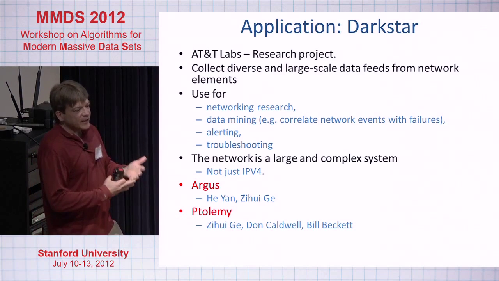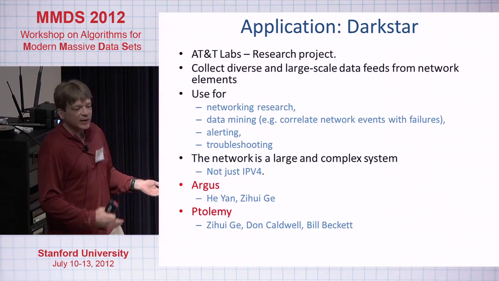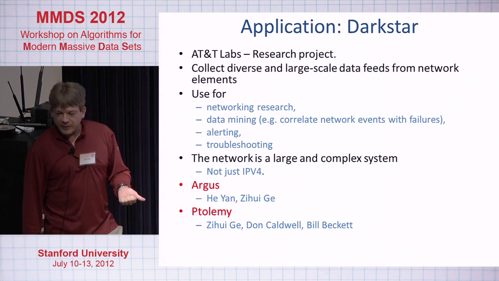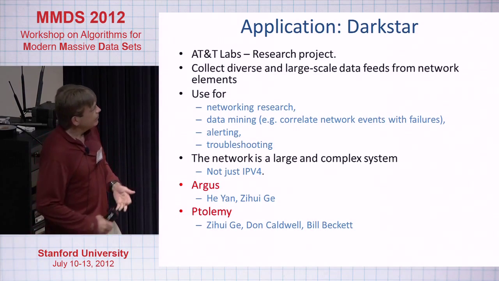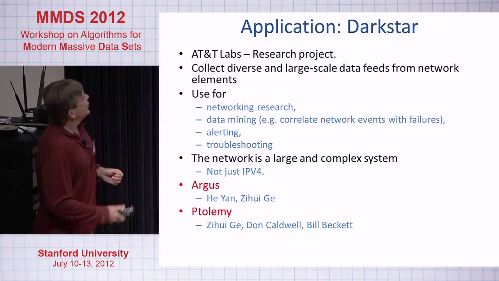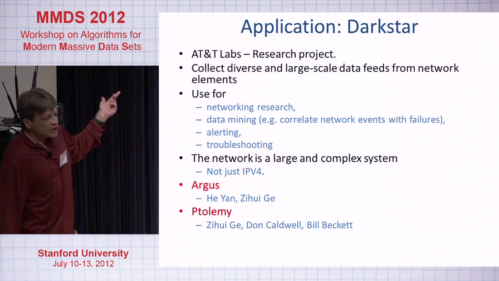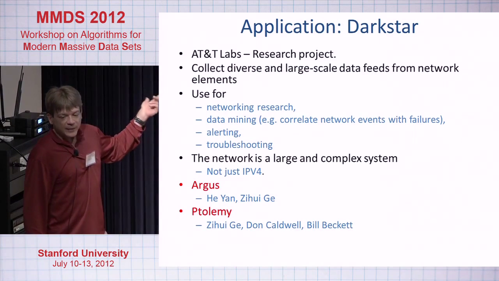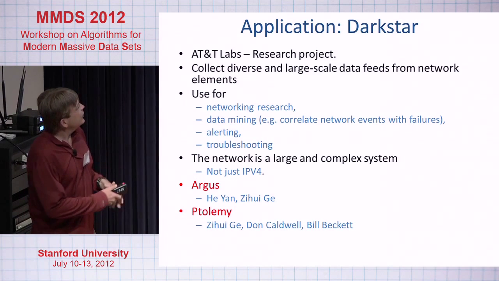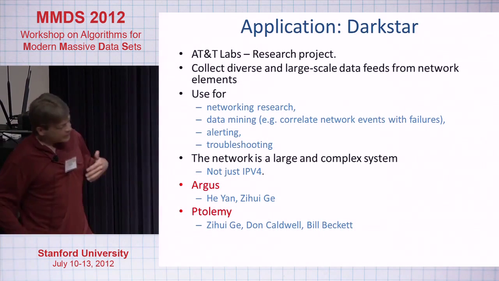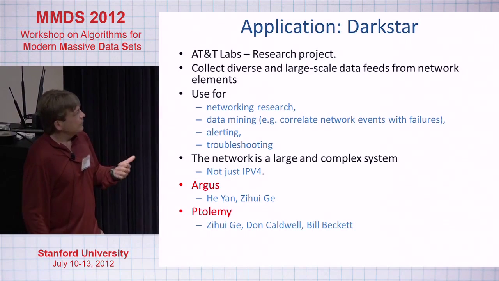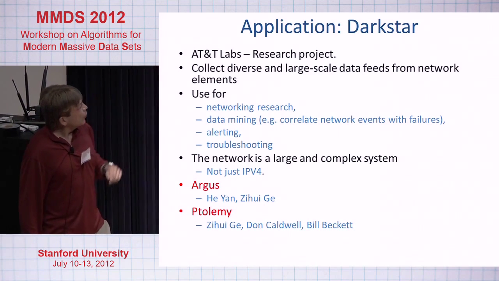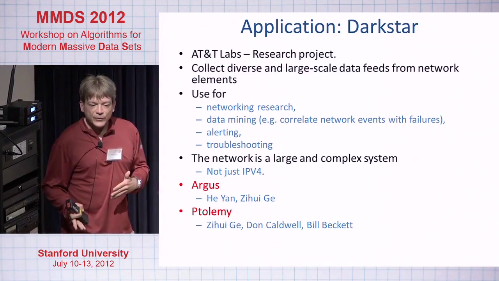So we want to put all the data into a warehouse so an analyst can come along and very rapidly prototype something and just make it easy for people. So a fair chunk of the network research that comes out of AT&T research these days is based on data coming out of DarkStar. We also do a fair amount of data mining for the company itself, and also as research. For example, to correlate network events with network failures.